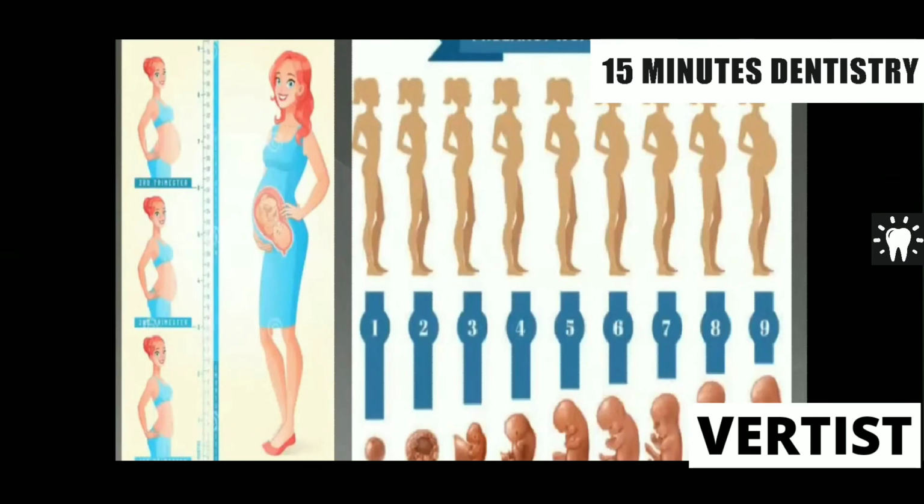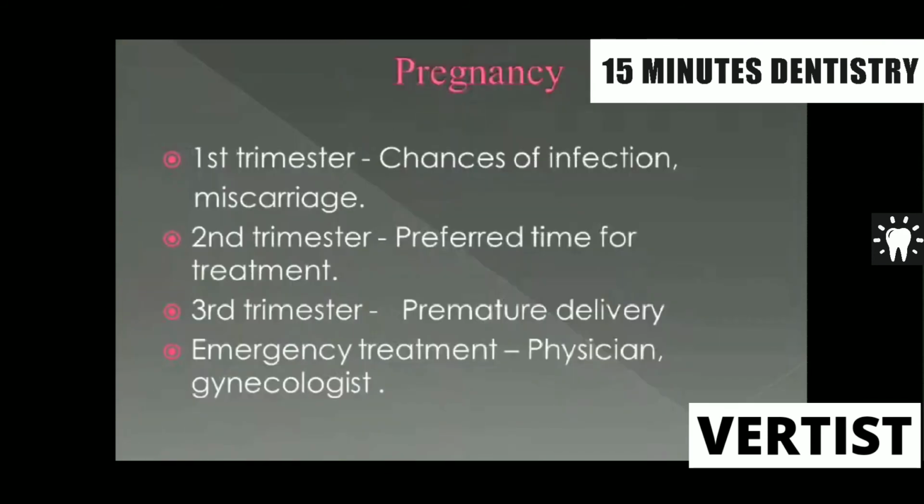Whereas the second and third trimesters we can also treat the patients. Slightly premature delivery is one of the things to be remembered when you're managing. If emergency treatment has to be done, it has to be done with the help of a gynecologist, who monitors the fetus, while the anesthetist helps you control the pain, sedation or stress. So it is always preferred to treat these patients in the second trimester, but emergency treatment has to be carried out whatever the trimester.